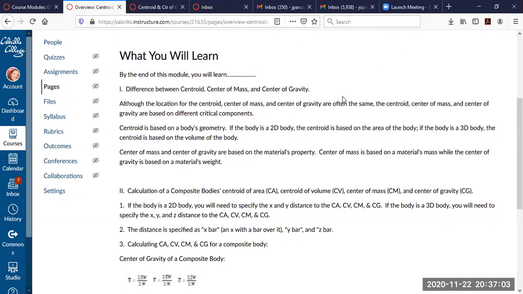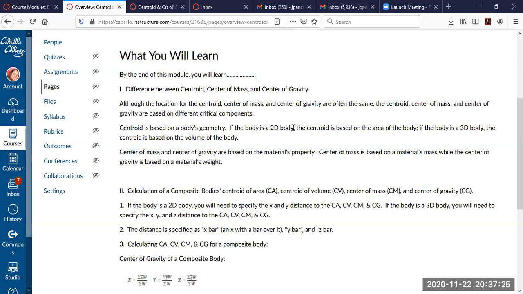So let's start looking at this. Some of this might be a reminder: the differences between centroid, center of mass, and center of gravity. Although the location of all of these are often the same, the centroid, the center of mass, and center of gravity are really based on different critical components. The centroid is based on a body's geometry.